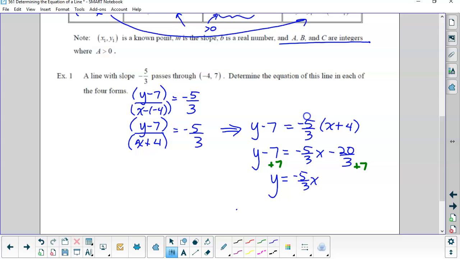Okay, and then we can solve for y by just adding 7 to both sides. Okay, and so that would be plus 21 over 3. So that's plus 1 over 3. Okay, so that's your slope y-intercept form.